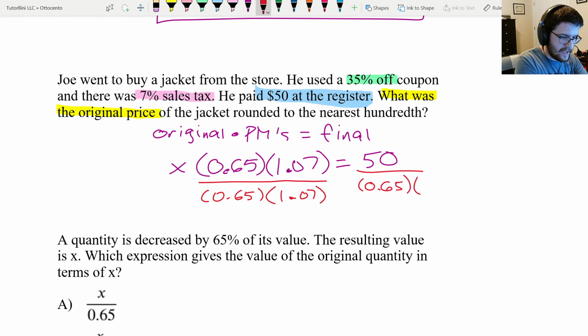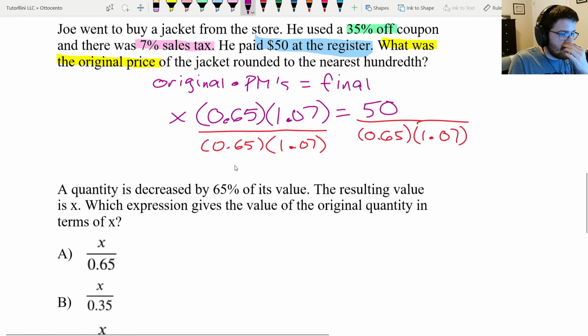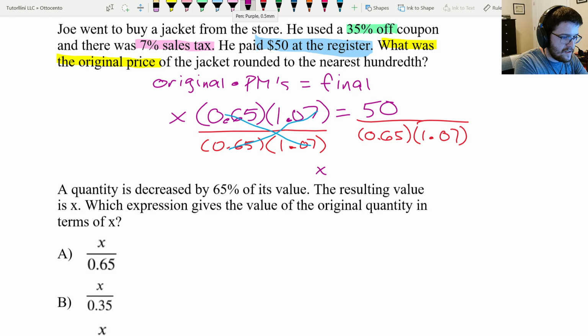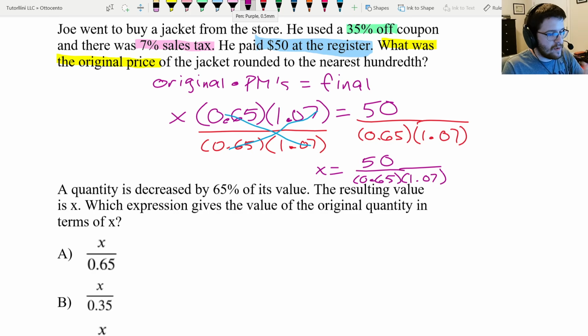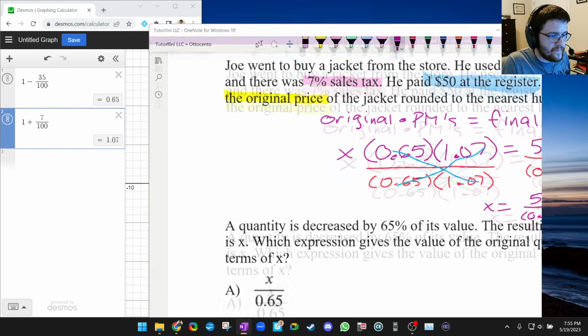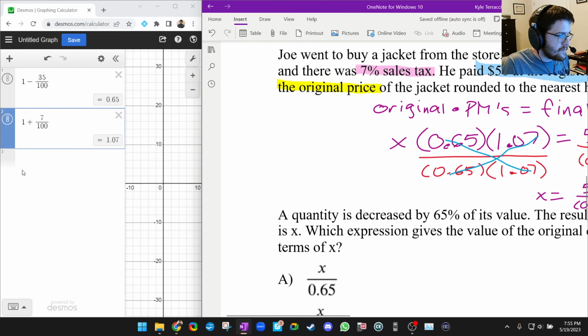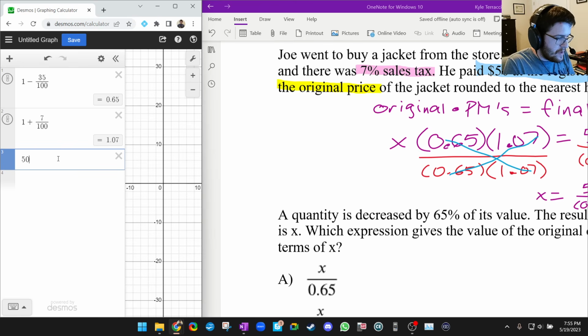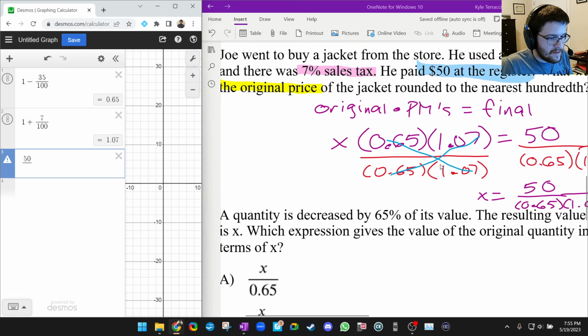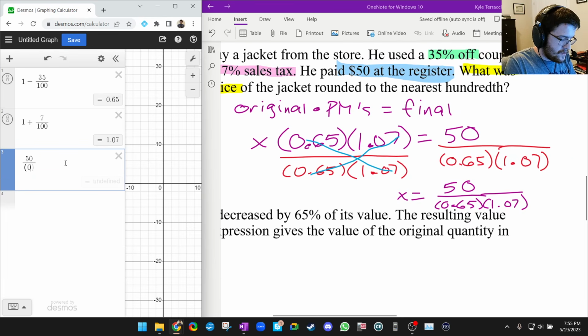And I'm intentionally writing it like this because this is how the SAT will write it in the answer choices. So this guy goes away, and we're left with x equals 50 over 0.65 times 1.07. Very tricky. And you better believe there would have been a trap answer where, if you multiplied it, you get the trap answer. So very tricky.